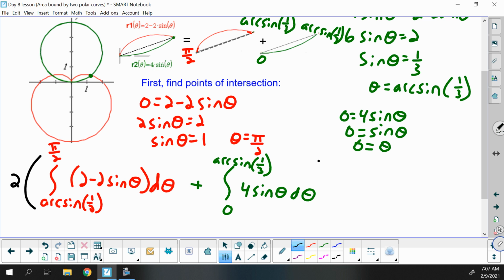Now, a lot of these are not terribly difficult to do by hand. The arc sine 1/3 makes this one a little bit more challenging. So because of that, we're going to let you put this one in your calculator. If you could pause the video, take a moment to put this in your calculator. Make sure you are in radian mode.